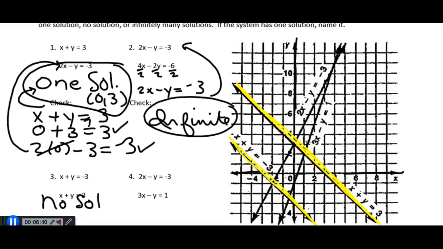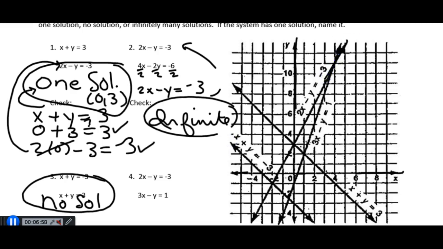Don't have to check that one. The only one I can check is when it's one solution, because I can plug that answer in. And then our last one is 2x minus y equals negative 3. And that is this one.